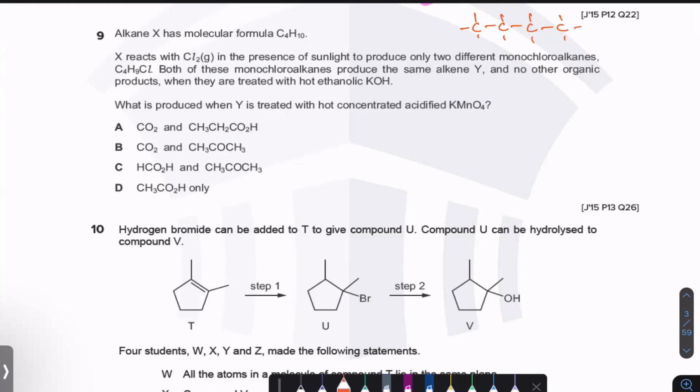Both of them produce the same alkene Y. Of course, how do they make alkene? Does anybody recall the reaction name? If chlorine is here, for example, how will I get alkene from here? Through a reaction called elimination, by removing HCl. And how will that HCl be removed? Chlorine from here and hydrogen from here. They will give us a double bond. Both of these monochloroalkanes produce the same alkene Y.